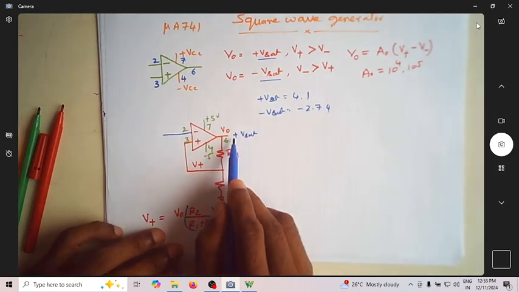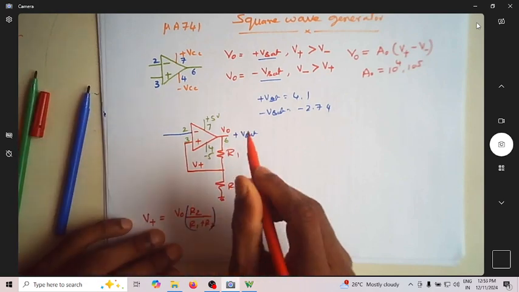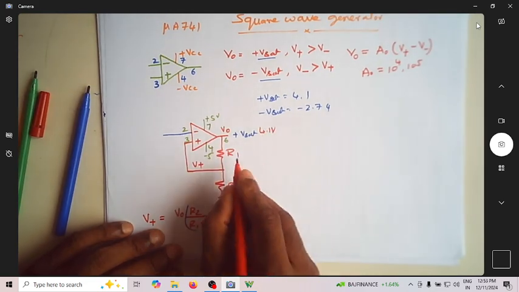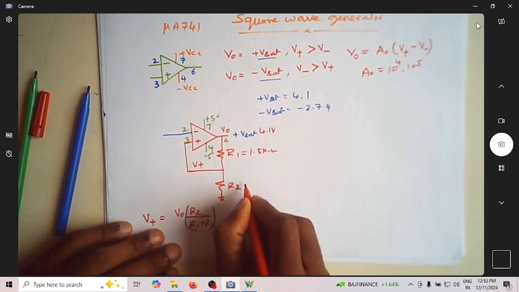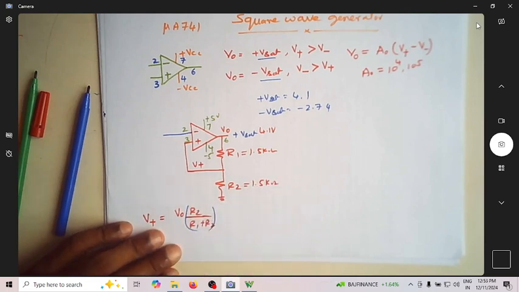So let the output voltage be at plus Vsat. Let us assume that this is at 4.1 volt. Let me use R1 as 1.5 kilo ohm, and let me assume R2 as 1.5 kilo ohms.